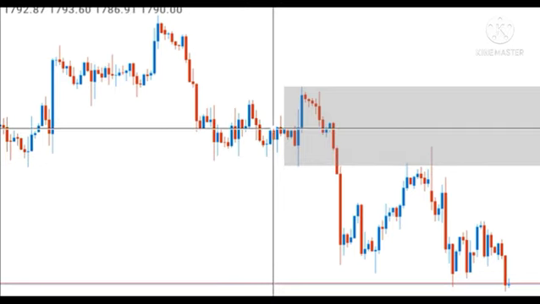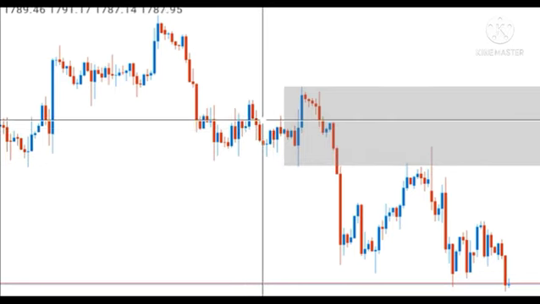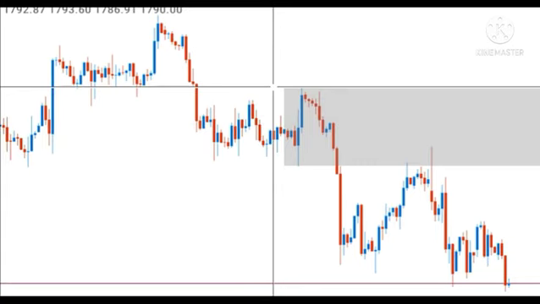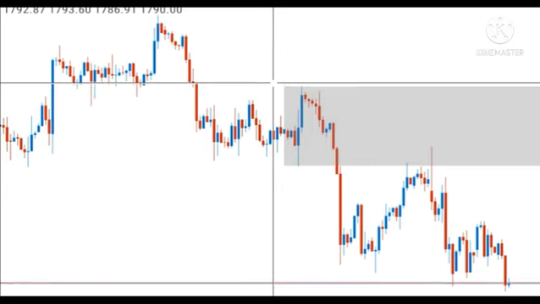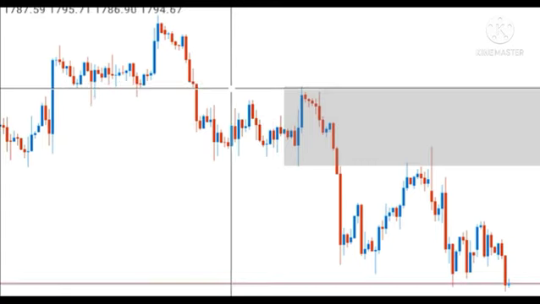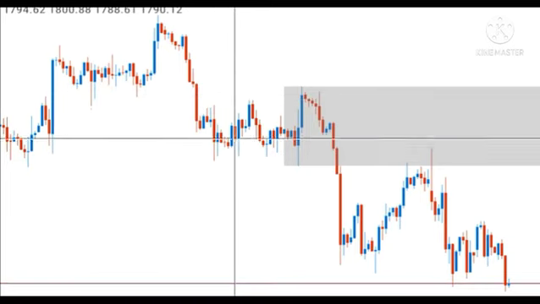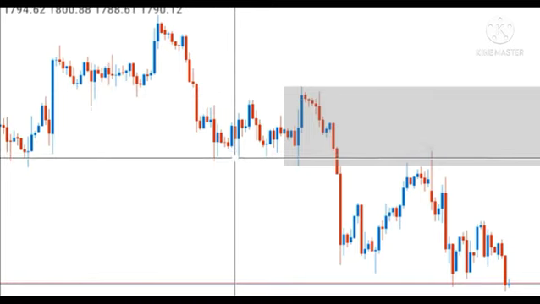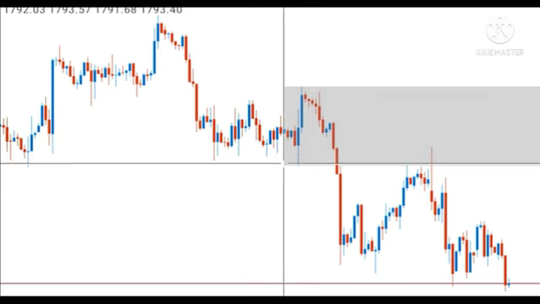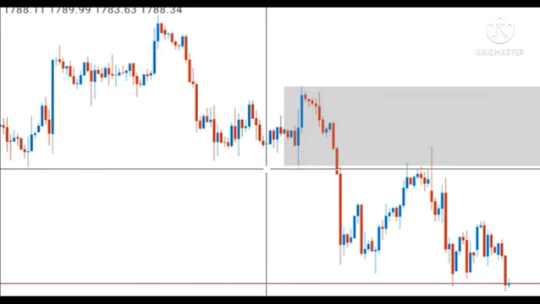And look at what market makers did. They drove price up as if they were going to go up, as if price was going to rally up. They pushed price up to capture all the liquidity here, and aggressively they brought price down to also capture the liquidity below this consolidation, and they carry on the market down.